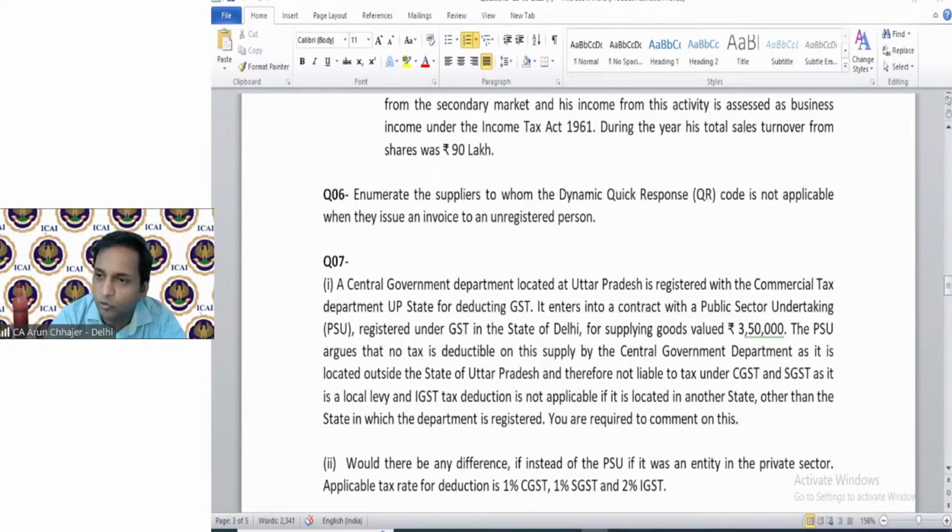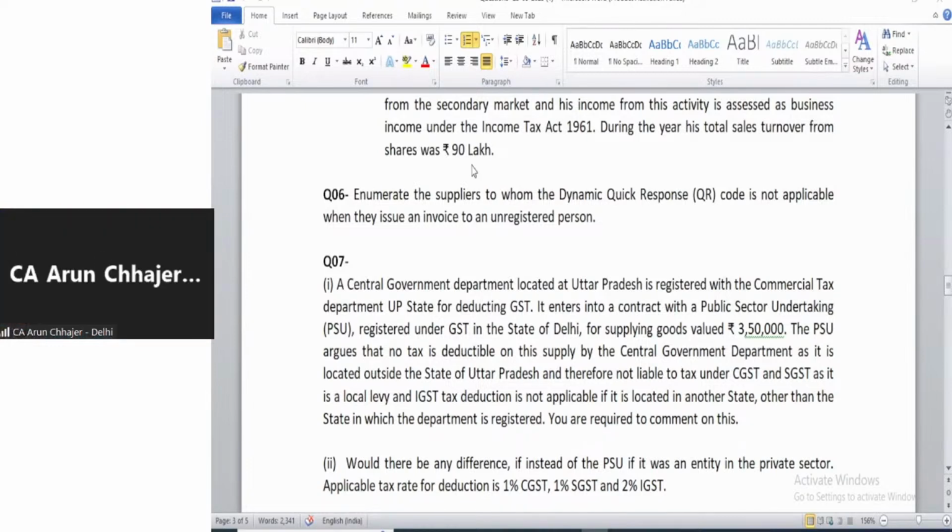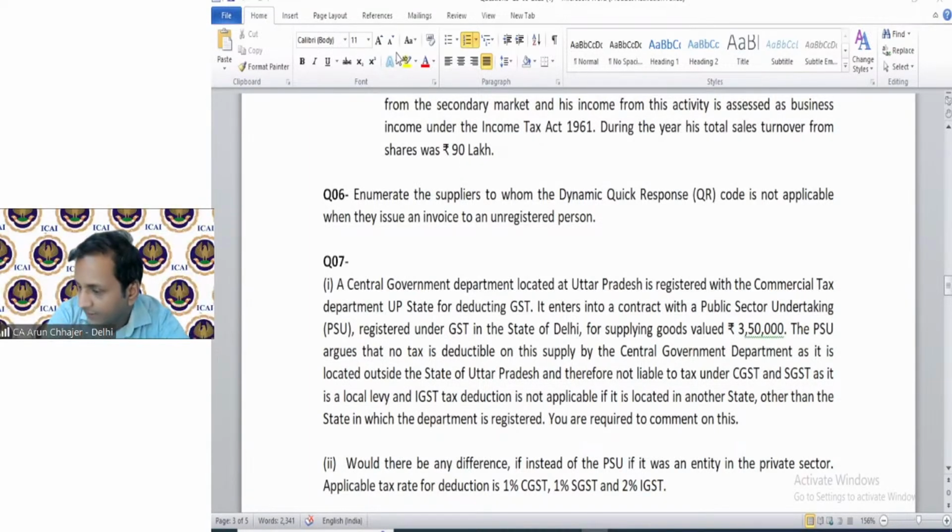So the dynamic QR code, first you will explain that it is applicable. It is applicable if aggregate turnover exceeds 500 crore in any of the preceding financial years, then on B2C transactions, dynamic QR code is applicable.